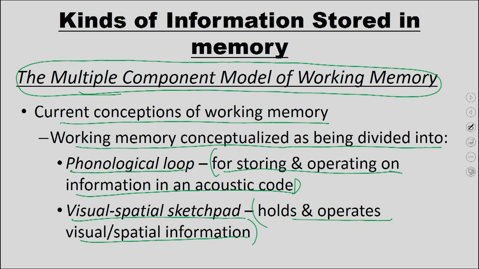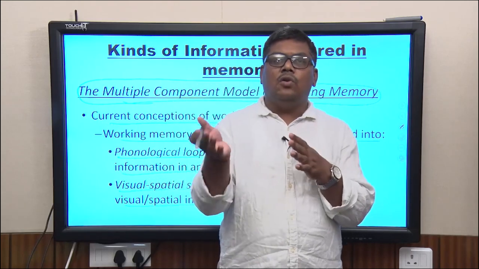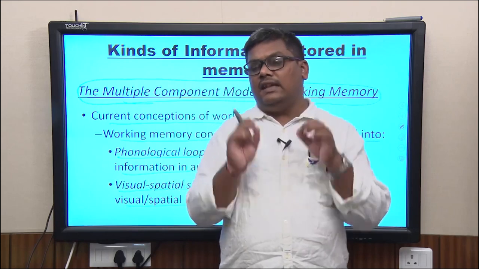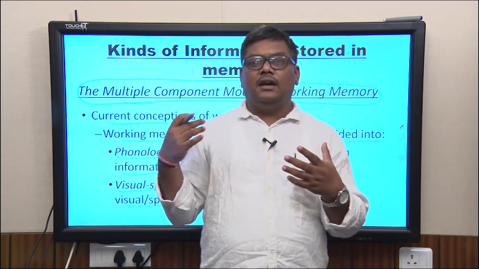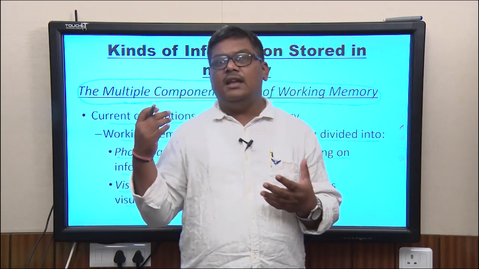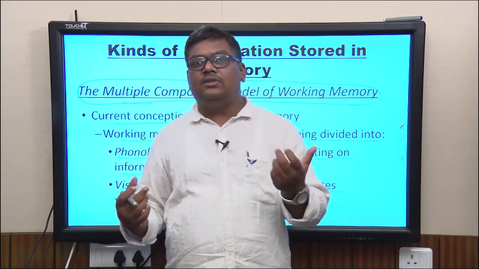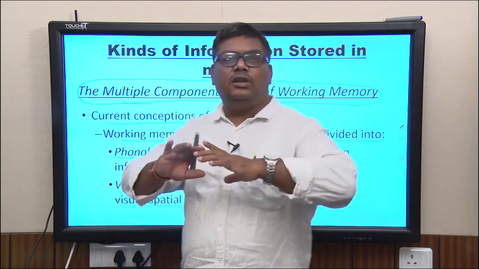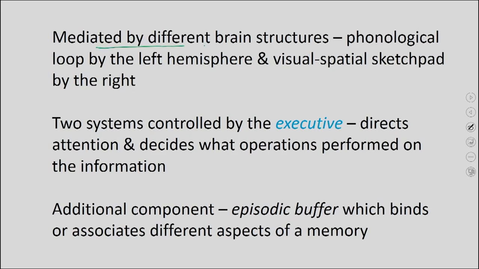So the concept of working memory works in this way: information coming from the short-term store, in the form of an echo or the icon, stays in the same format and gets stored into two different processes within working memory. There is the phonological store, which stores only information in the phonological code, so auditory information, and there is the visuospatial sketchpad, which stores information of a visual and spatial nature. So there are two different stores in working memory, mediated by different brain structures: the phonological loop by the left hemisphere and the visuospatial sketchpad by the right hemisphere.